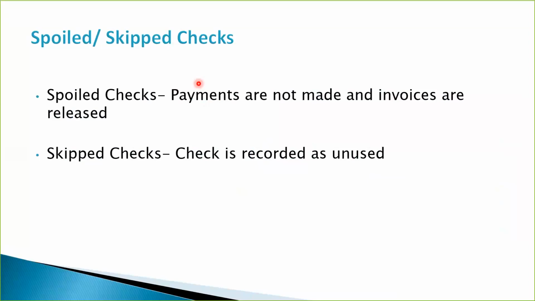So, the next one is skipped checks. And what happens with skipped checks is, for example, you're also printing. Let's use the same example as for spoiled checks. You're printing 3 checks, okay? But when you're printing, the physical check number 2 is skipped by the printer.